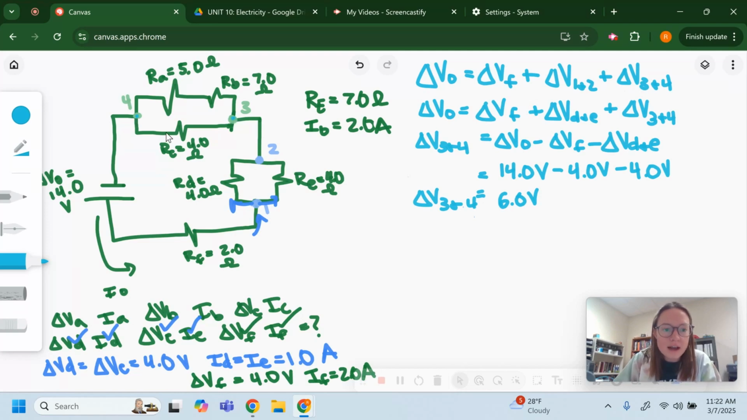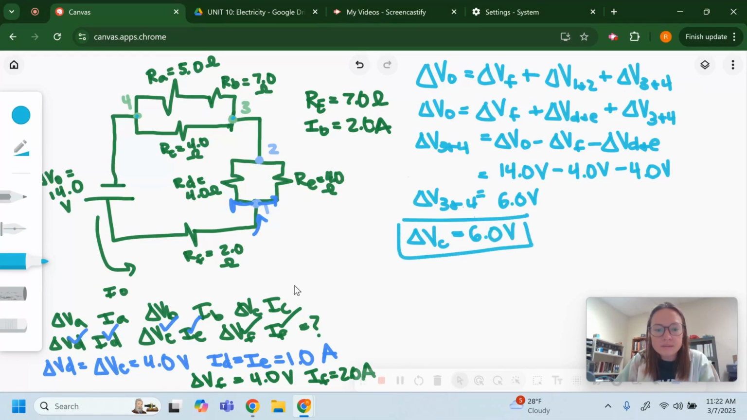Now you say, Miss Wilson, why would we find the potential drop between 3 and 4? Well, because check it out. Isn't the potential drop between 3 and 4 also equal to the potential drop across this resistor C right here? So here's what I get. I get that the potential drop across C is equal to 6.0 volts. And now didn't I just find one of my things? So I can go ahead and check that one off.